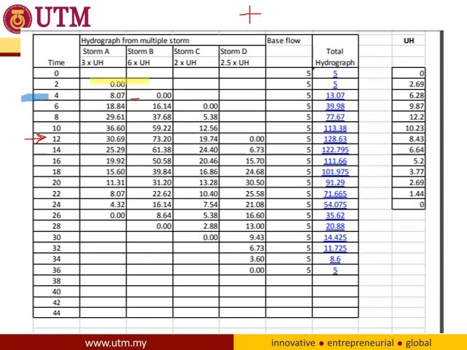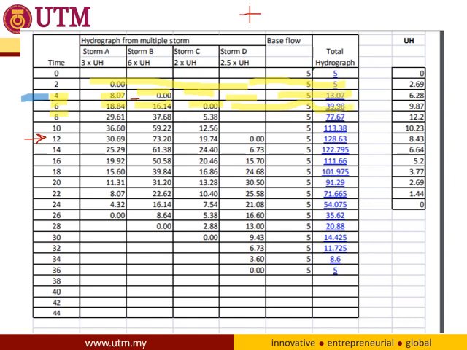So you add 0, this row at 2 hours, 0 plus base flow 5. Okay, at the 4th hour, storm A has some runoff contribution, and then storm B at 0, storm C not yet, storm D not yet, base flow yes, so you add. At 6 hour, storm A contributes some runoff, storm B contributes some storm runoff, storm C not yet, base flow yes, so you add up, and so on.